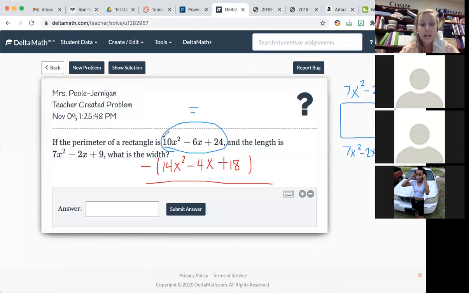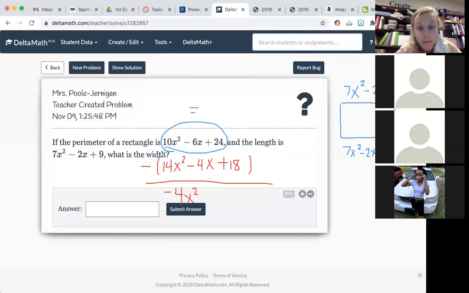So what is 10 minus 14? 4. What kind of 4? Negative. Good. Negative 4x squared. All right, then be careful on this next part. I'm going to grab a different color. Negative 6x minus negative 4.